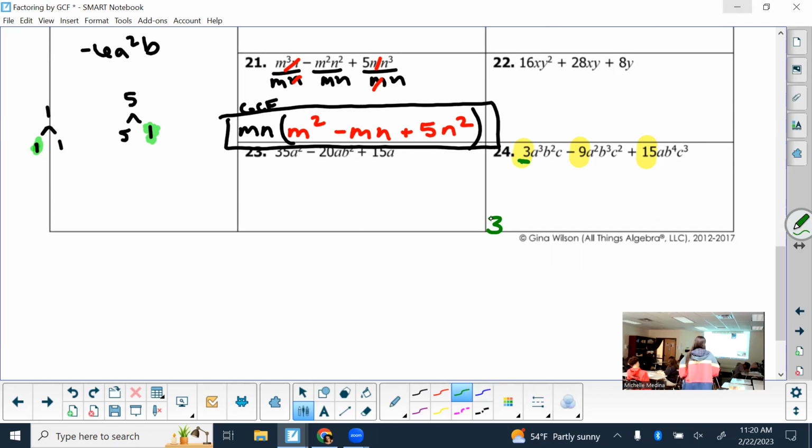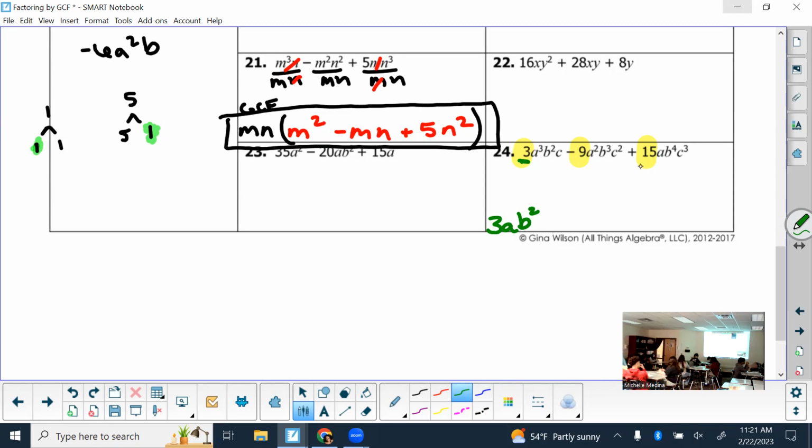Now look at the variables. Your GCF can never be bigger than the smallest number. Do these all have an A? Yeah, and to know how many I can factor out, take the one with the smaller exponent. So what's smaller, A cubed, A squared, or A to the first? Okay, so we can factor out one of the A's. Do they all have B's? What's the smallest exponent on a B? Good. We have B squared, B cubed, B to the 4th. Smallest one is B squared.